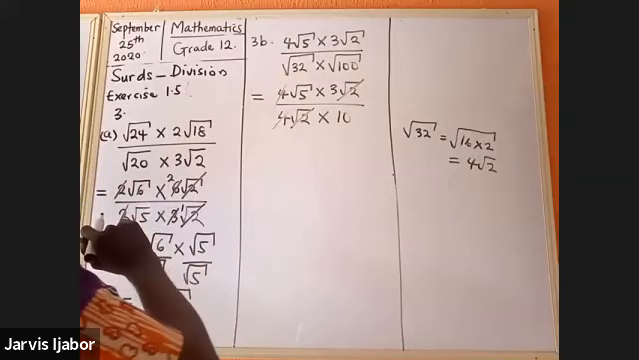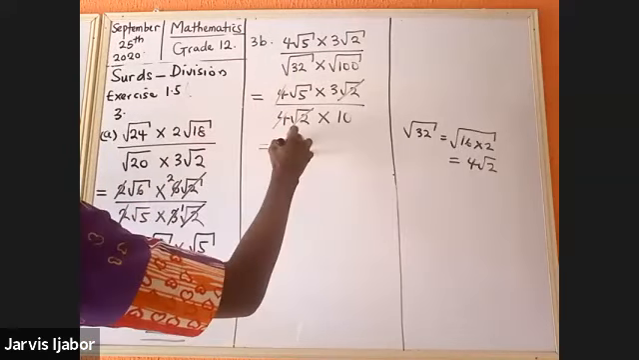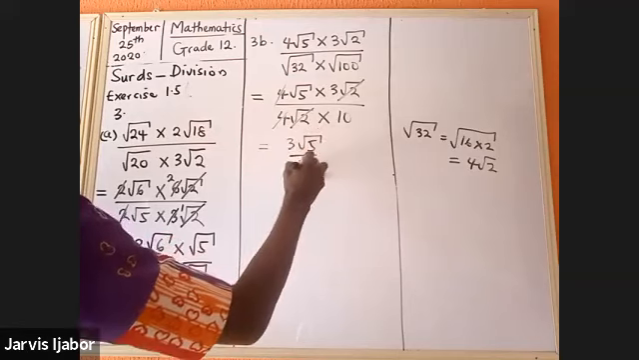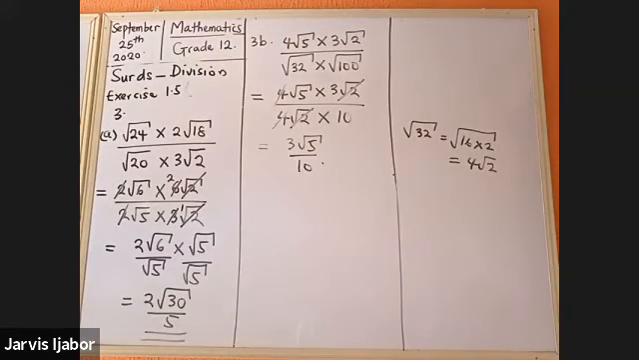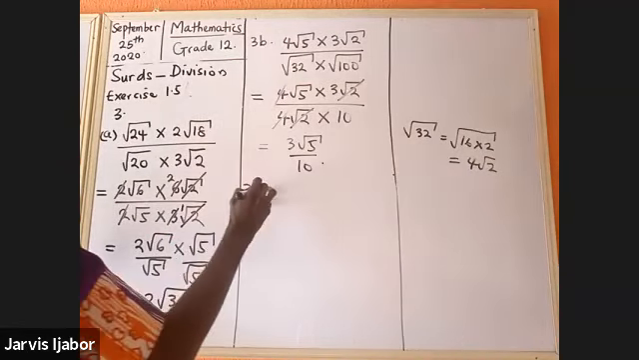So this 4 can go with this 4. And I'll be left with what? 3 root 5 over 10. That's the solution to the problem. So let's go to 3C.